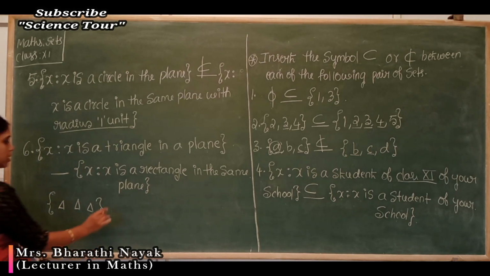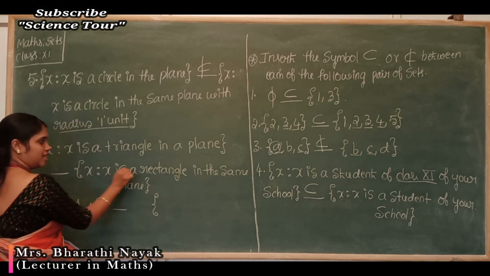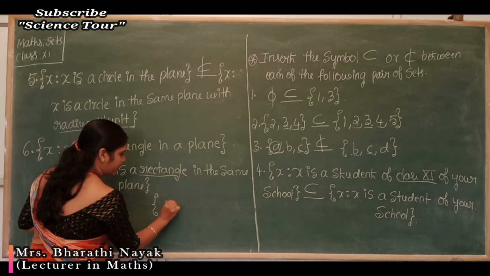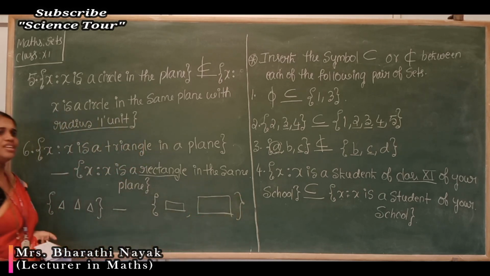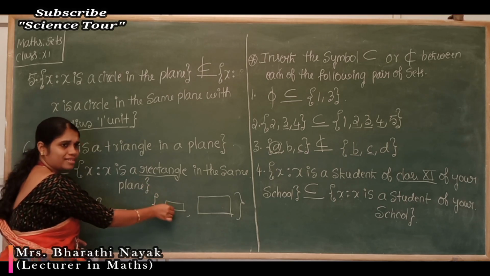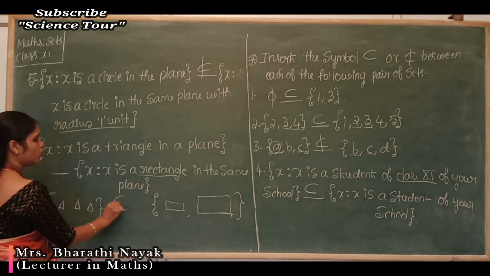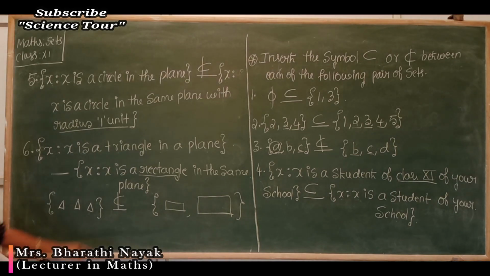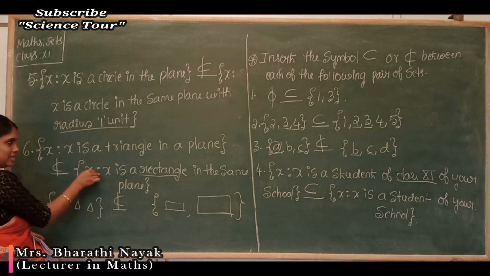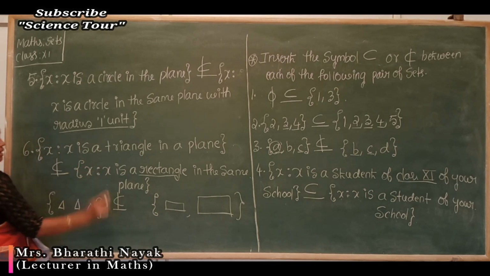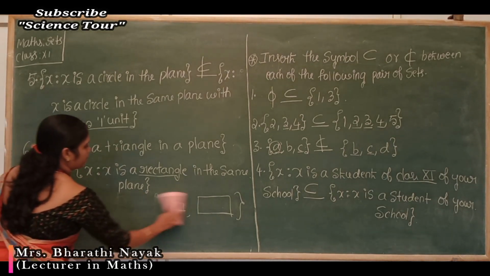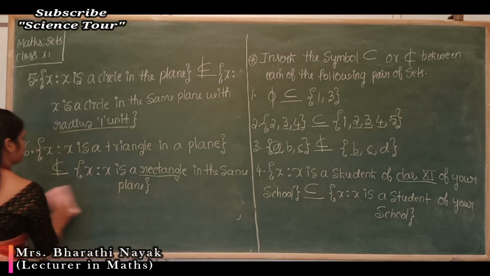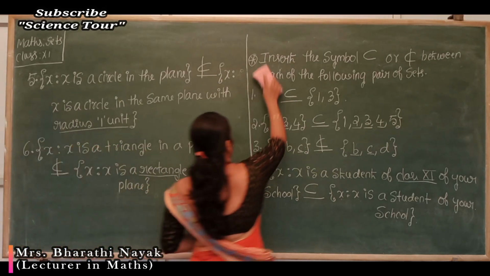Okay, yes. But what about your second set? Your second set contains only rectangles. So now, is there any connection between a triangle and a rectangle? No, isn't it? So therefore which symbol? It does not belong, sorry, does not contained in the second set. Okay, the first set is not contained in the second set. So next question, we'll see the next question.